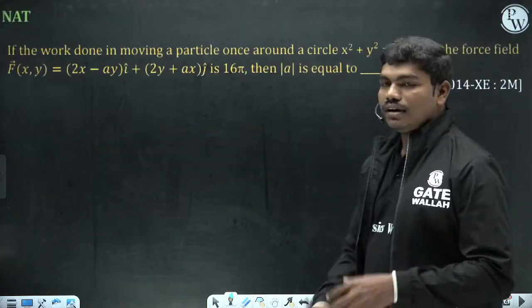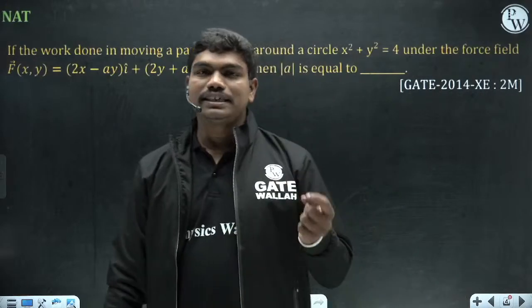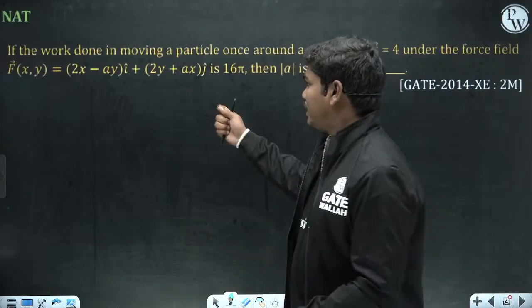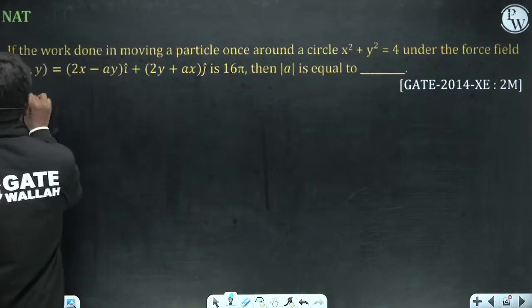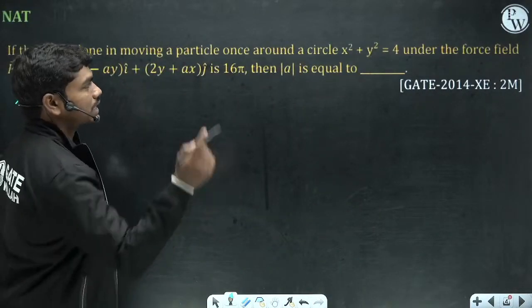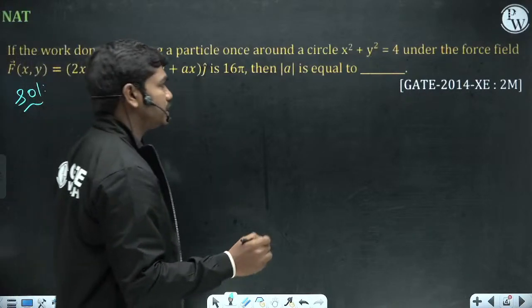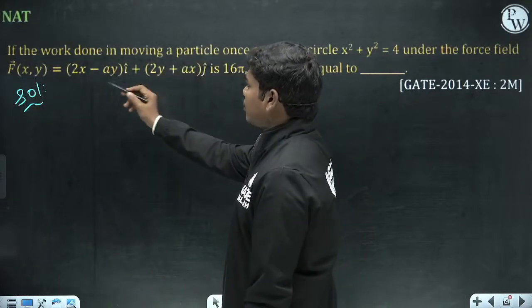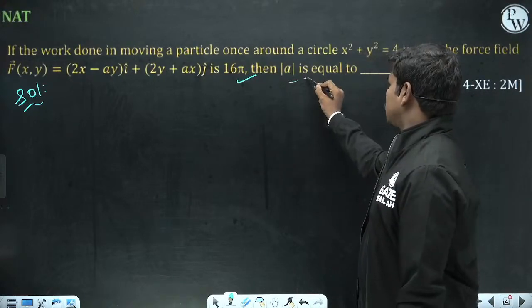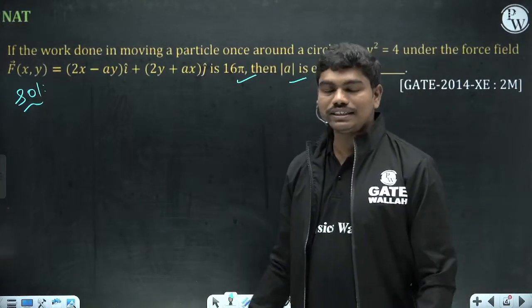Yesterday you asked that you have some difficulty in line integrals, so let's solve a few more questions from this topic. I brought the first question from line integrals. If the work done in moving a particle once around the circle x square plus y square equals 4 under the force field F bar of x comma y is 16 pi, then modulus of a is equal to? So solve this question, it is actually a simple question.